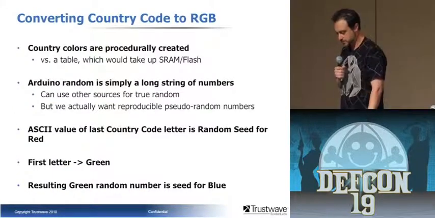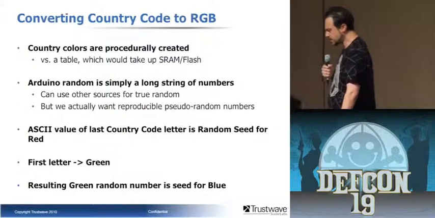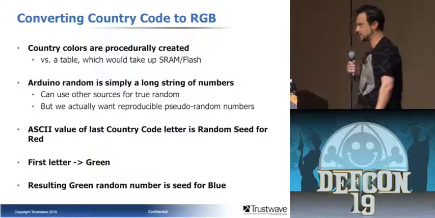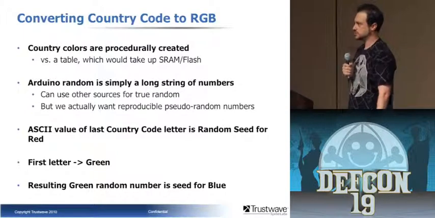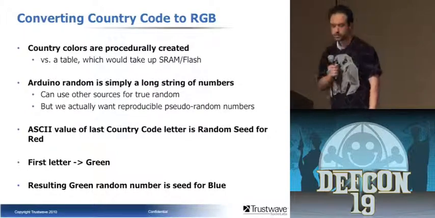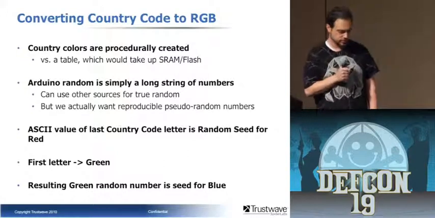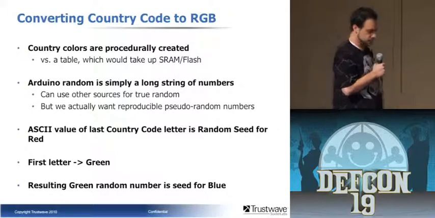This was kind of my contribution, where I had this problem where I only have 32K of flash and 2K RAM. I didn't want to store a big static table in memory to convert country codes to RGB values. You're going to see why this is important in a minute.